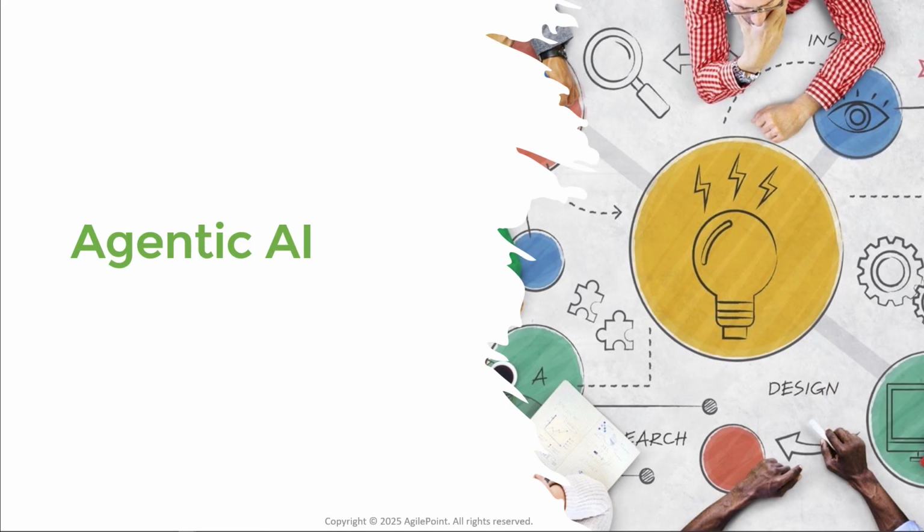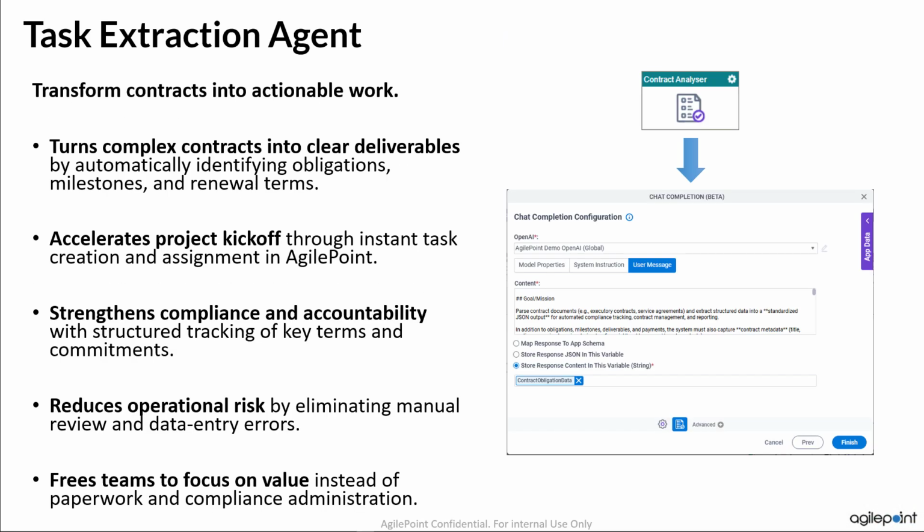Next, that brings us to the behavior of the various agents in this application. To get things started, we have our task extraction agent, which takes a complex contract and transforms it into very clear deliverables. This will also accelerate project kickoff by instantly allocating tasks just by virtue of uploading a signed agreement. And of course, as we mentioned earlier, it strengthens our compliance posture and reduces operational risk. And finally, it frees our teams to focus on adding value instead of analyzing a contract.